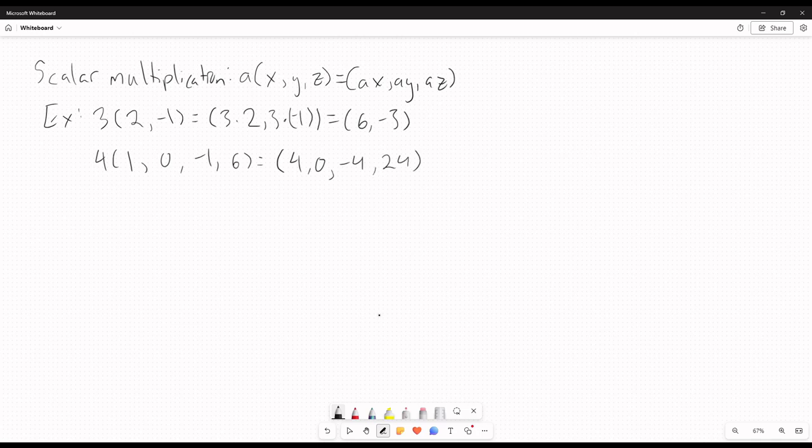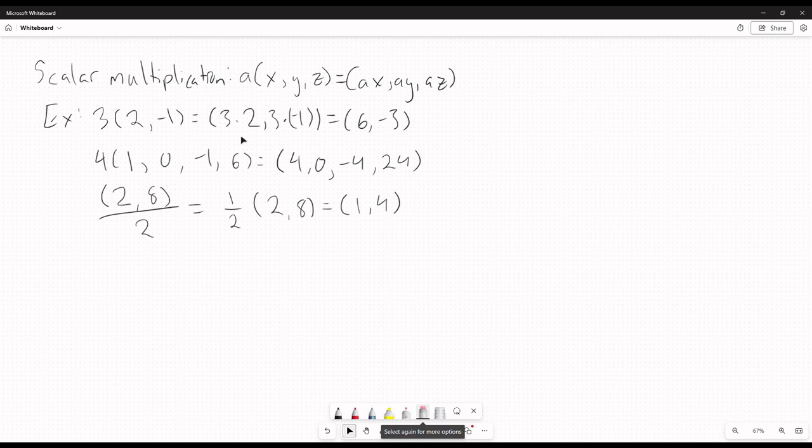And it's worth noting that we can also divide. So let's say we were looking at the vector 2, 8. We wanted to divide it by 2. Well, that's just the same as multiplying by 1/2. So that would just be 1/2 times the vector 2, 8, which would give us 1, 4.